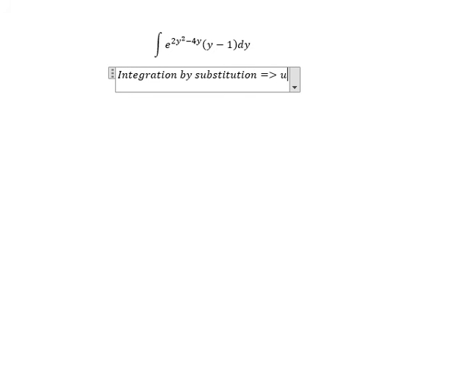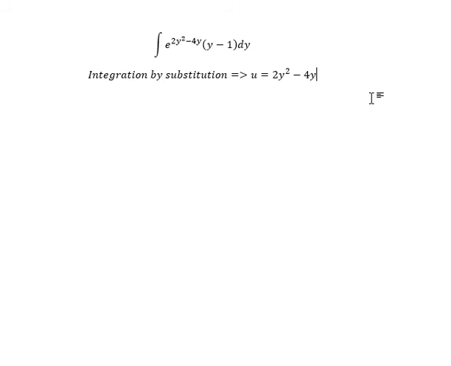So we got u equal to 2y squared minus 4y. If we first do the derivative for both sides, you will get du equals 4y minus 4, everything with the dy. Because we don't have the number 4 in here, we divide both sides by the number 4.